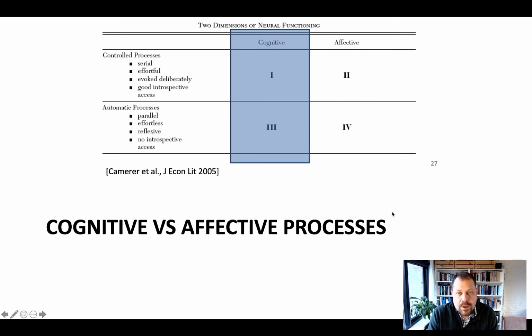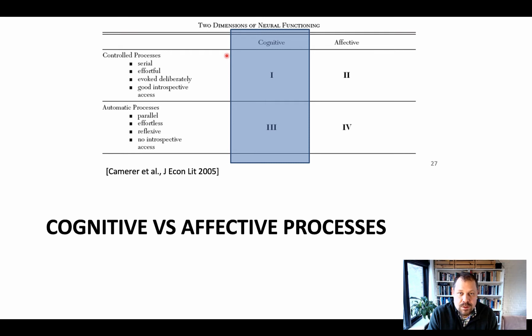So let me give you a brief introduction to cognitive and affective neuroscience in the next few slides. First, let's talk about cognitive neuroscience. The goal of cognitive neuroscience is to understand exactly these cognitive processes that we talked about: control processes and automatic processes in the cognitive domain. And that basically means those are things that are typically considered to be non-emotional.